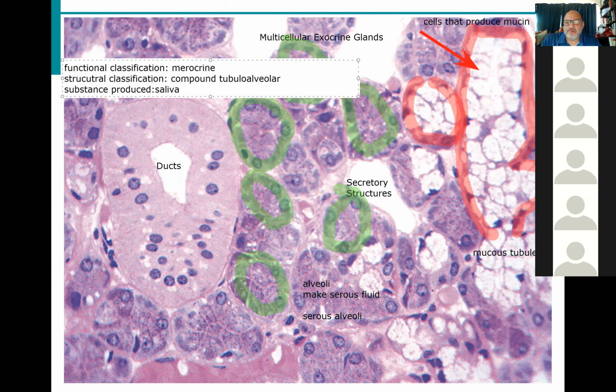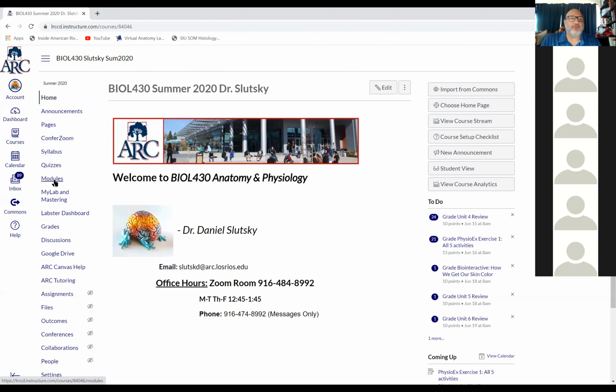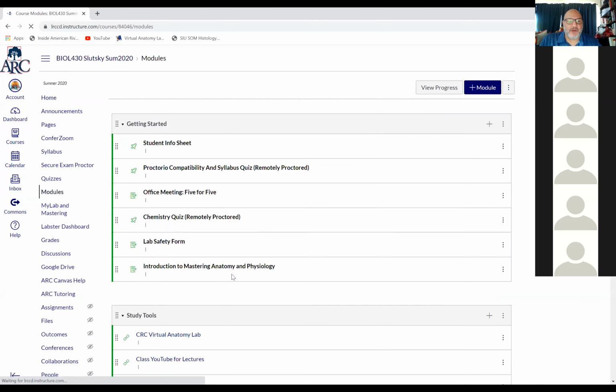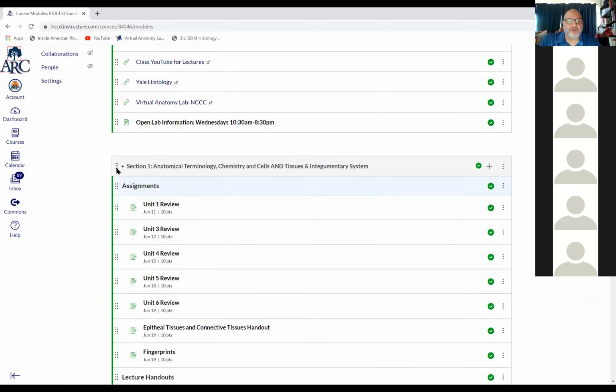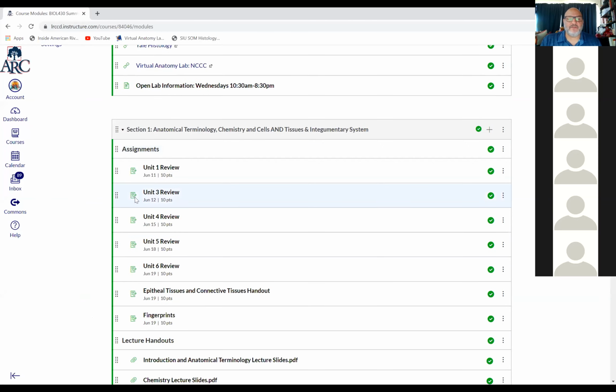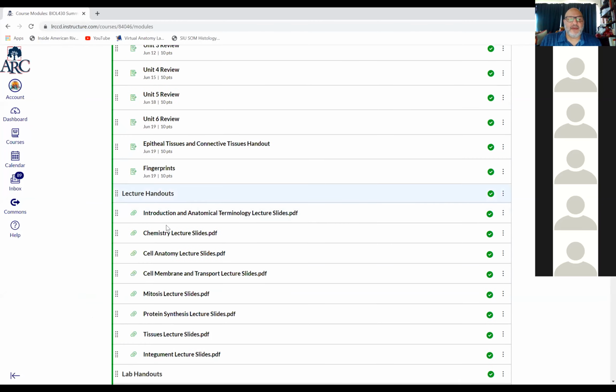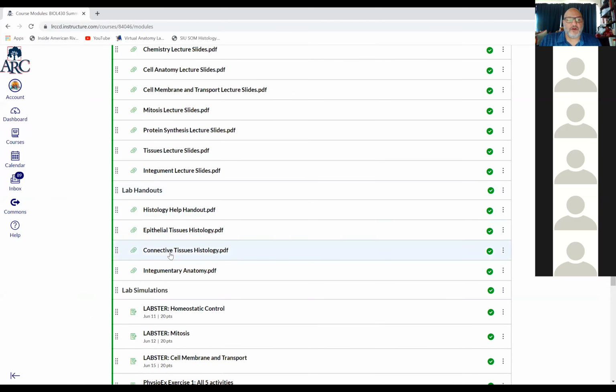Again, I told you guys that you should have printed these out ahead of time, but remember, come to your modules, under the section. This is where you're gonna find all the information. This is where we spend most of our time, here on the modules. Here's where you turn in your assignments. Here is where the lecture slides are located, and here are the lab handouts.